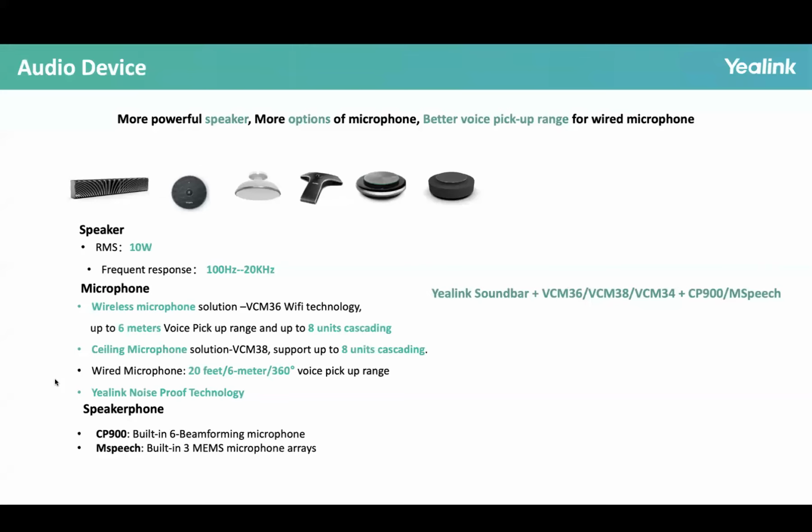So these speakers and microphones can be connected to the appropriate Yealink camera, and it can suit anything from a one-size meeting room all the way up to 42, 46 pax rooms. Each microphone comes with all the echo cancellation features, and depending on which mic, they will have different pickup ranges, and each of them will have that functionality to cascade.